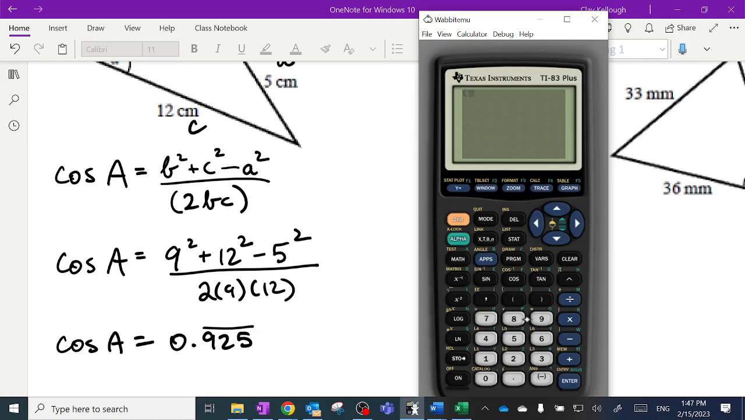Ready? First of all, did you open a bracket? Then 9 squared plus 12 squared minus 5 squared. Then you have to close that bracket, right? Because otherwise the calculator doesn't know to do that calculation first. Divide by. Now open a bracket for the bottom. 2 times 9, you found your mistake, times 12, close the bracket, equals.